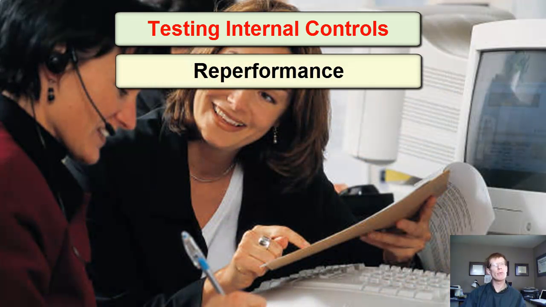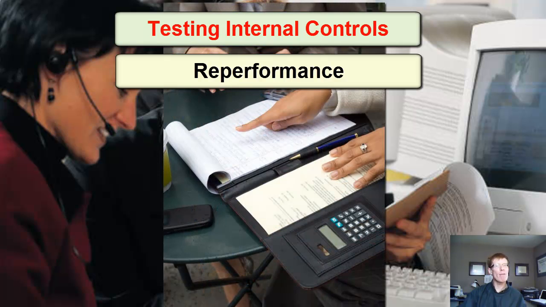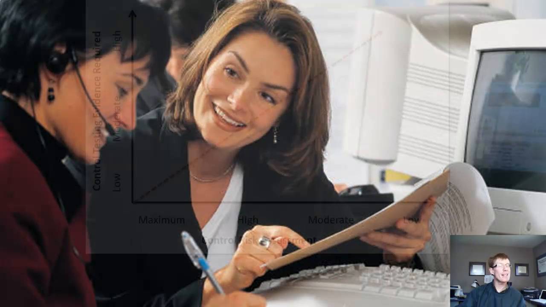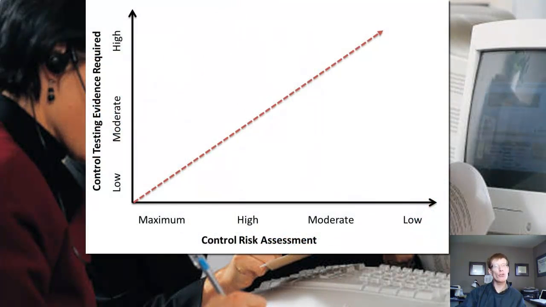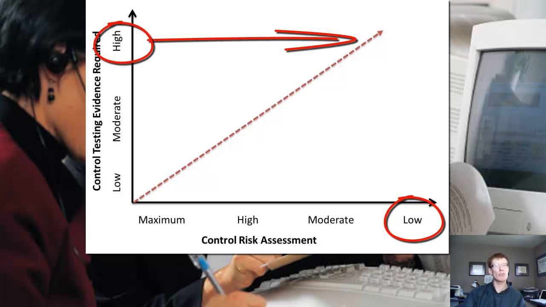And last, we can reperform the client's control procedures ourselves. In our earlier example of the three-way match, we looked for evidence such as a stamp on the invoice indicating that the clerk performed the three-way match. However, using a reperformance method, we can reperform the three-way match ourselves. The extent of testing of the client's internal controls depends on our assessment of control risk. The lower this assessment, the greater the reliance, and hence the greater the amount of testing and evidence required to support this reliance. Does that make sense?